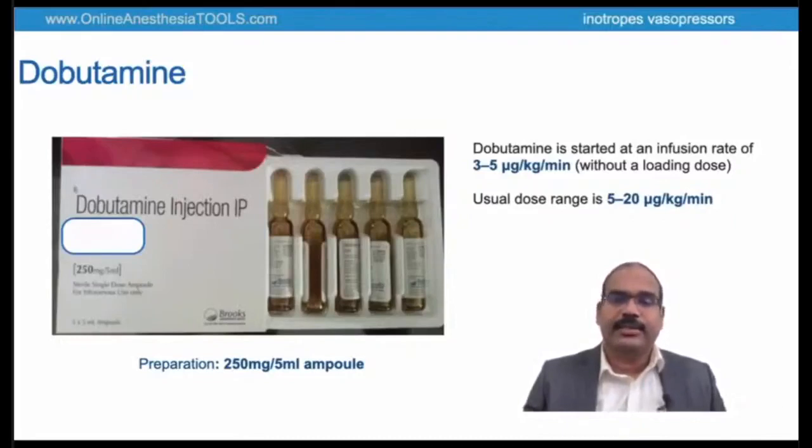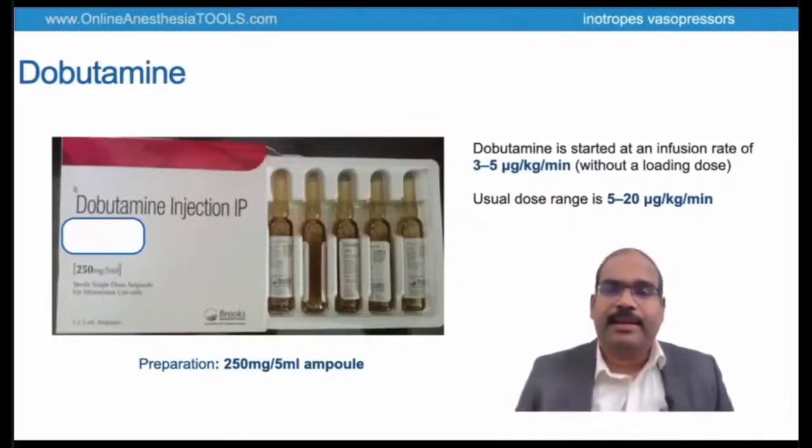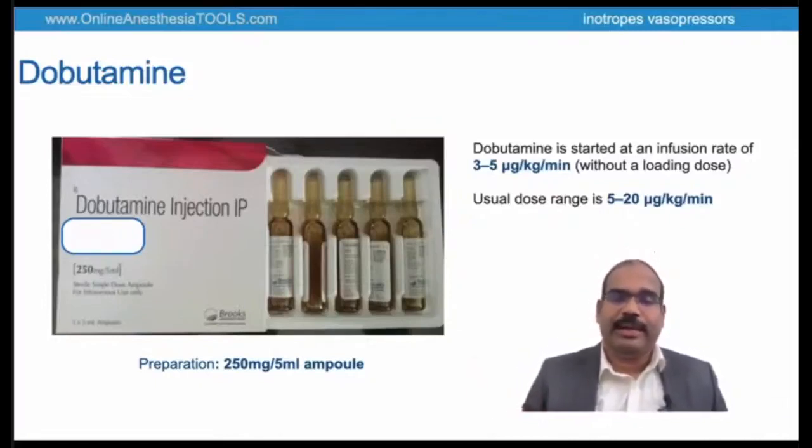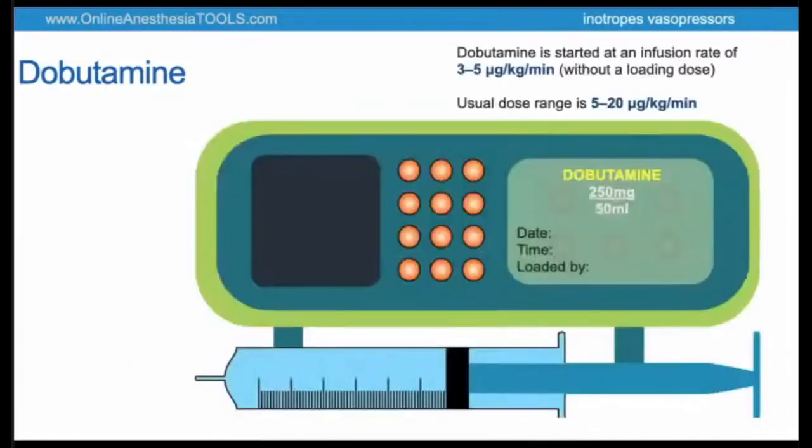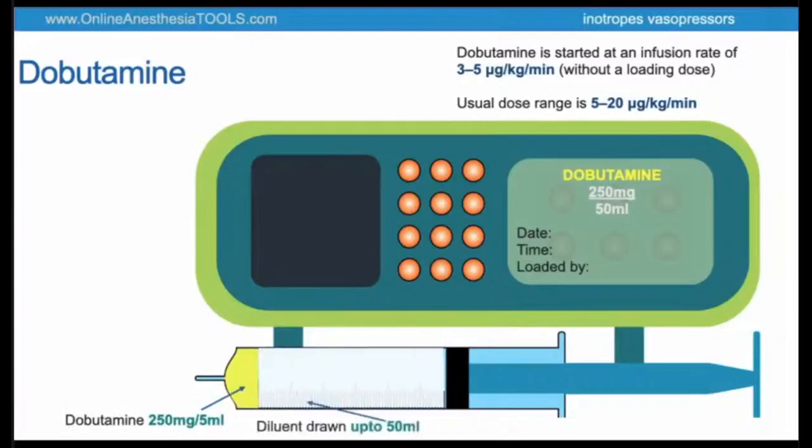Usually it is started as an infusion of 3 to 5 micrograms per kg per minute without a loading dose. The usual dose range can go up to 5 to 20 micrograms per kg per minute. And the preparation available with us would be a 250 milligram per 5 ml ampule. Now on the practical side, how do we dilute it? We know that 1 ampule or 5 ml contains 250 milligrams. You dilute it with 5% dextrose or normal saline to 50 mLs. Now we have 250 milligrams in 50 ml. That means 5 milligrams per ml. In other words, 5,000 micrograms per ml.